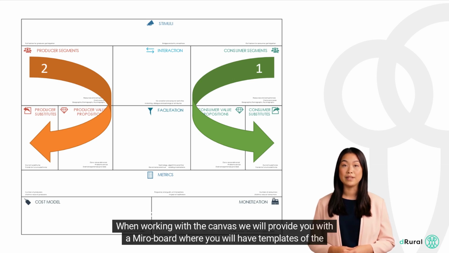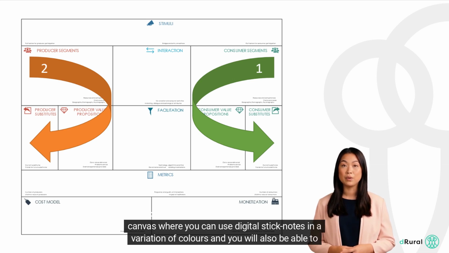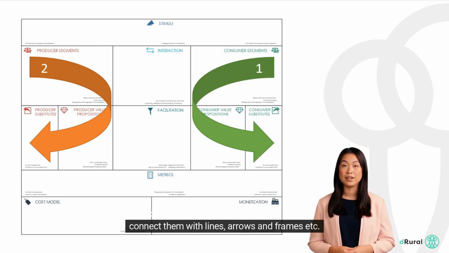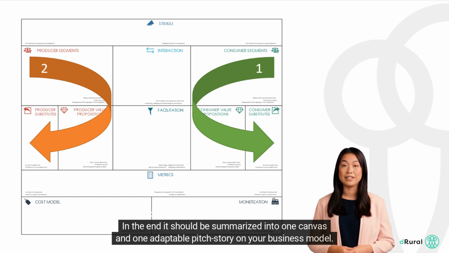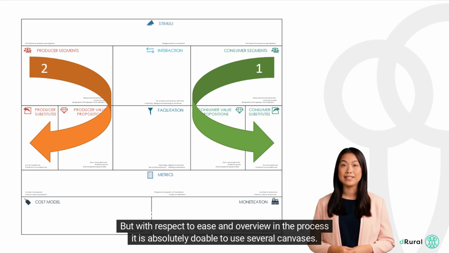When working with the canvas, we will provide you with a Miro board, where you will have templates of the canvas, where you can use digital sticky notes in a variation of colors, and you will also be able to connect them with lines, arrows and frames, etc. Also important to remember is that your work can consist of many canvases, or at least more than only one. In the end, it should be summarized into one canvas, and one adaptable pitch story on your business model. But with respect to ease and overview in the process, it is absolutely doable to use several canvases.